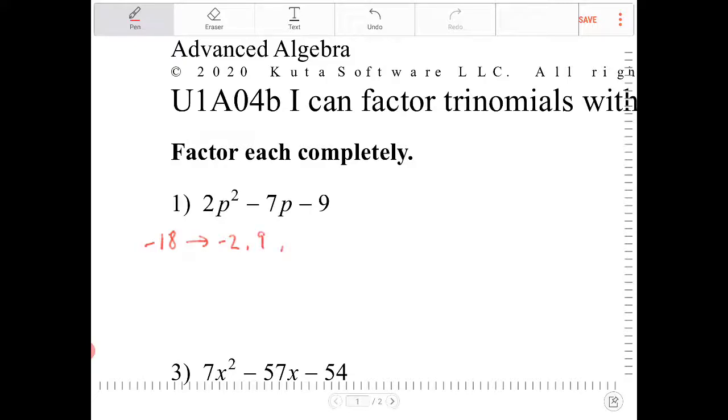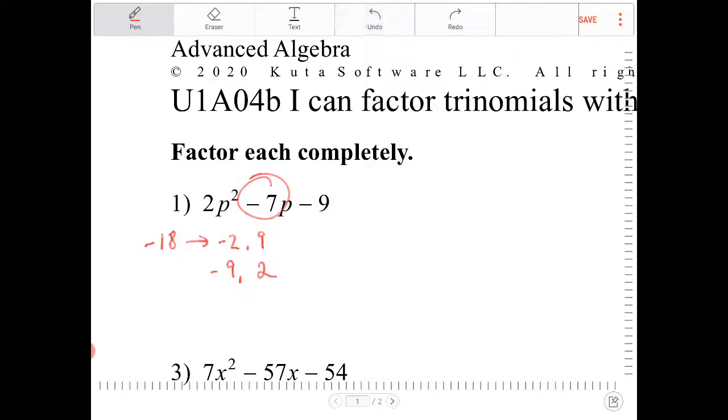Oh, no, what am I saying? Negative 9 and positive 2, right? But we want the sum to add to negative 7. The only way that would work is this. The former would give us positive 7.